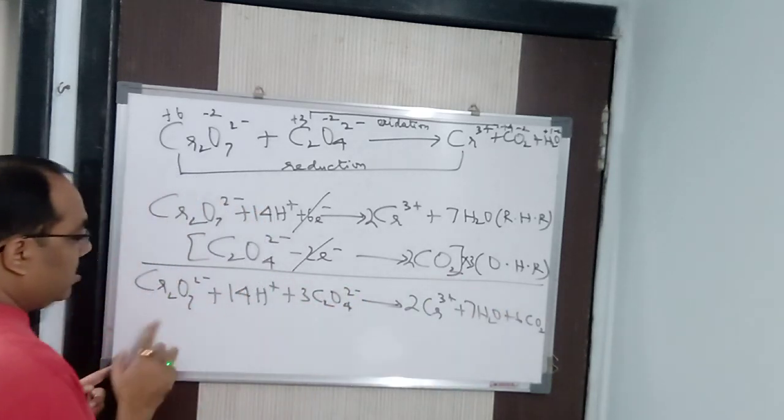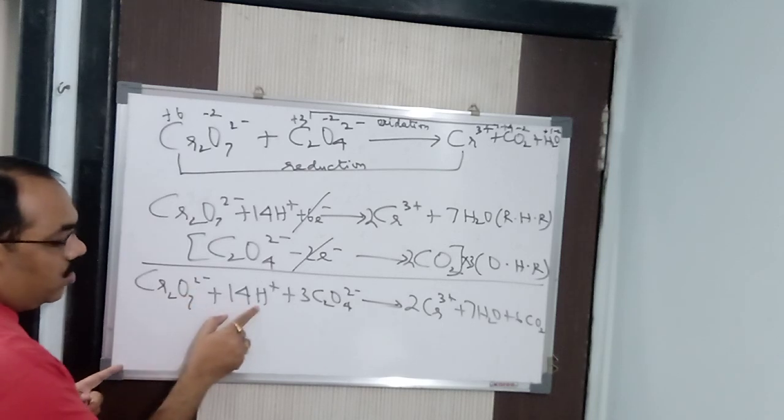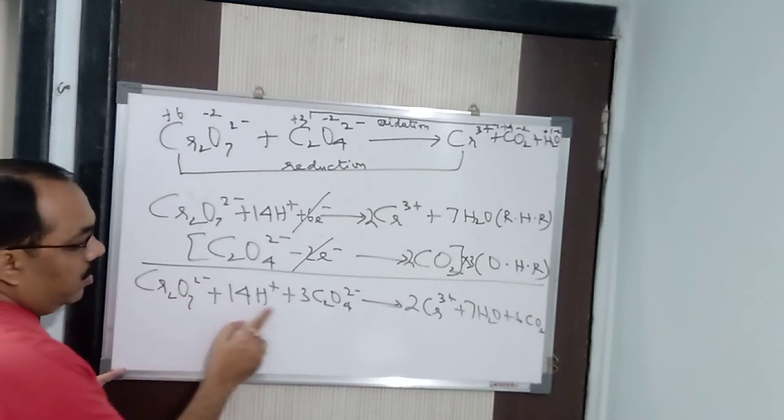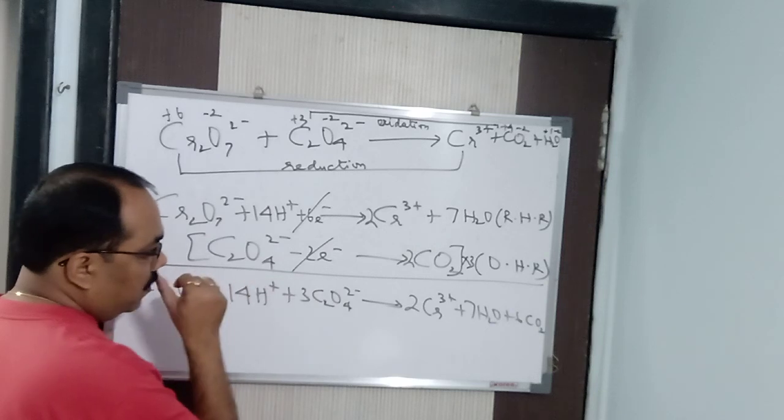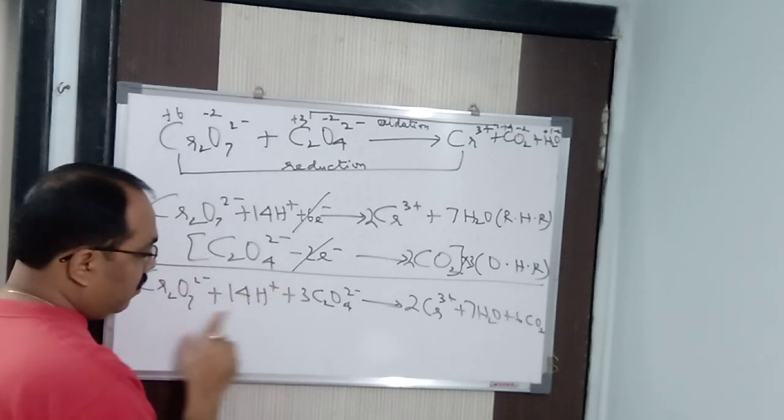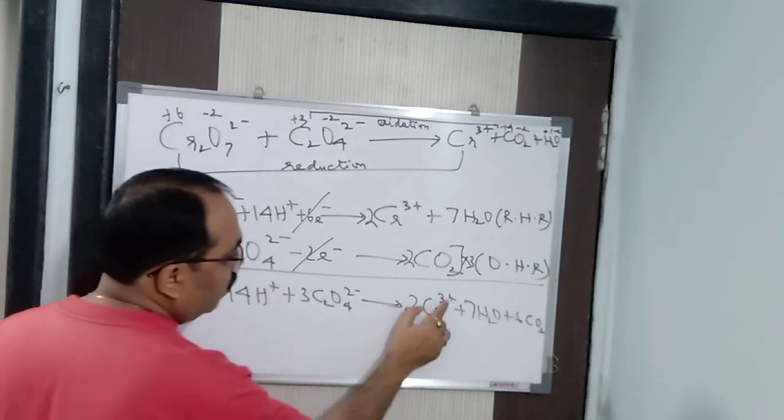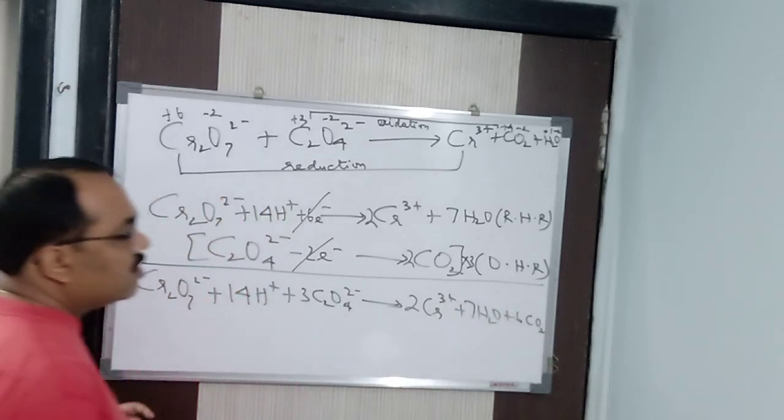Now let us see the charge. Here the charge is minus 2 plus 14, that is plus 12. 3 into minus 2 is minus 6, 12 minus 6 is 6. So the total charge is 6 here. Here also 2 into 3 is 6. This is neutral. So it is balanced.